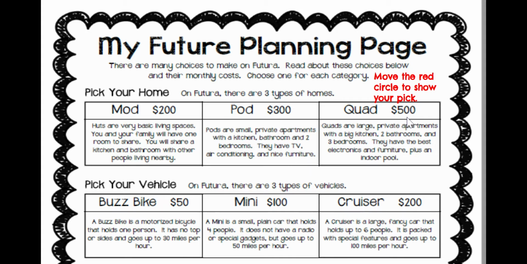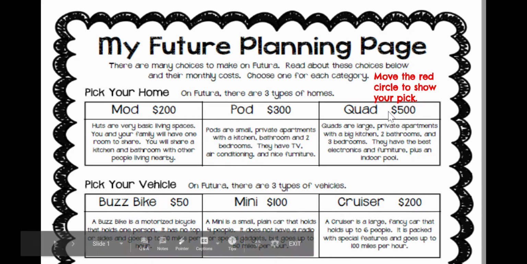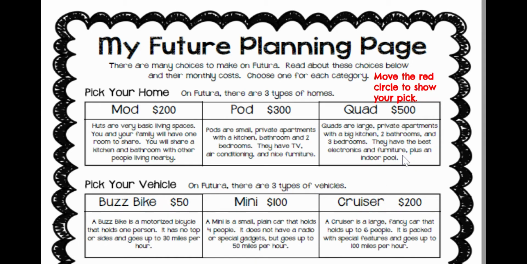Or for $200 more, you can live in a quad. A quad is a large private apartment with a big kitchen and 2 bathrooms and 3 bedrooms. And they have the best electronics and the best furniture, plus they have an indoor pool. So again, you're in a private apartment, but it's got a little bit extra nice things. You get an extra bedroom there. So that is the quad.